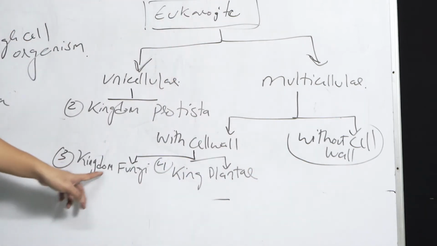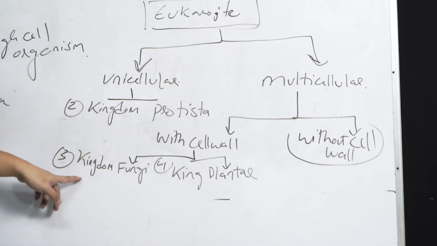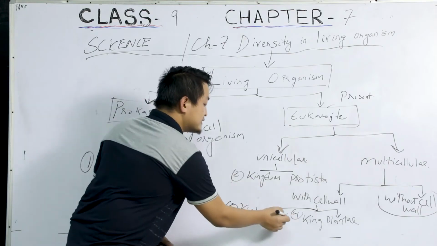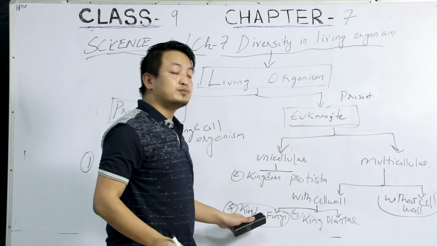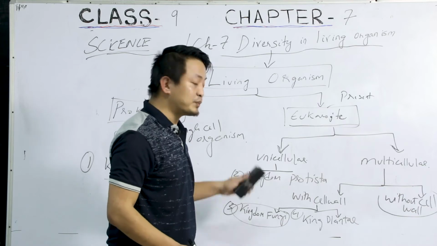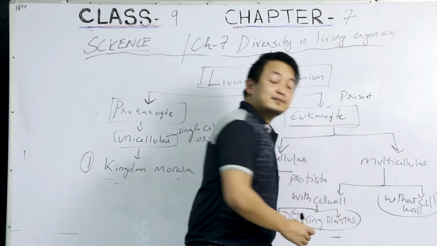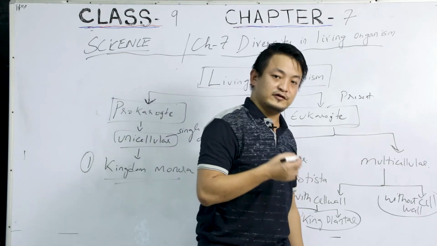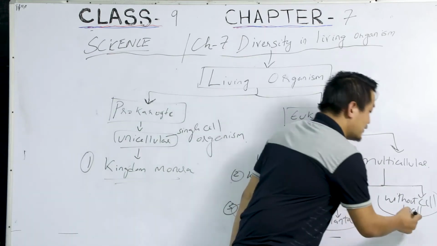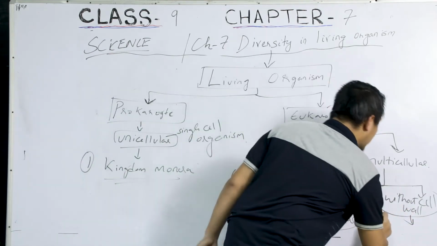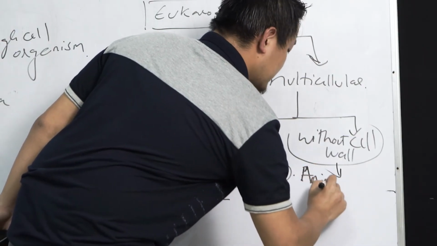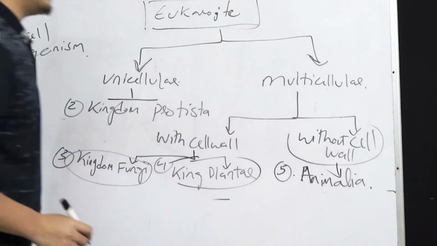Clear? Kingdom fungi and kingdom plantae will fall under this cell wall, because they have a cell wall present inside. Kingdom fungi means they cannot prepare their own food, so we'll say that photosynthesis is absent. But plantae, plants, prepare their own food with the process of photosynthesis by using the sunlight. Now, without cell wall, we human beings fall under this one, the animals, kingdom Animalia.